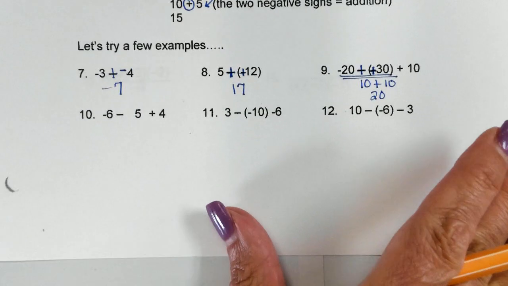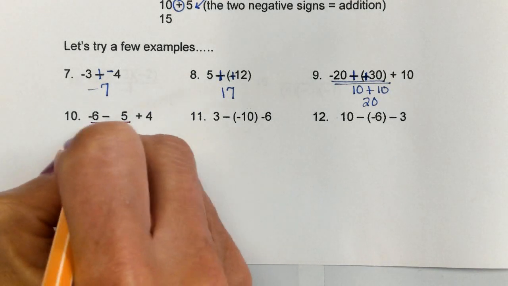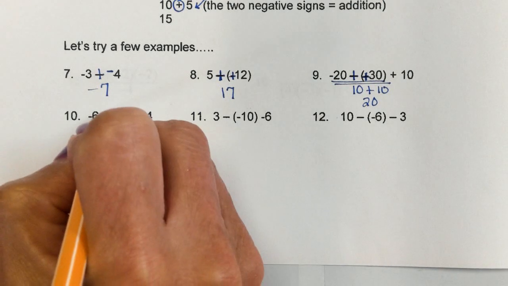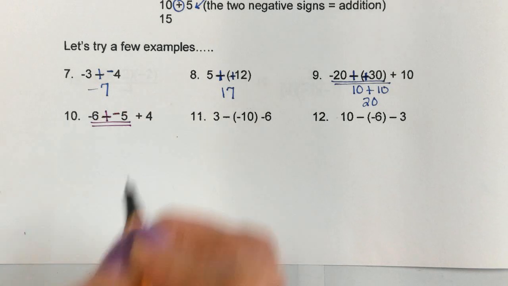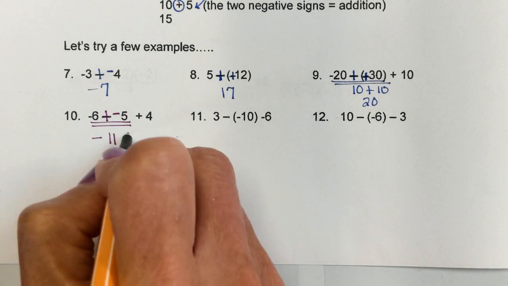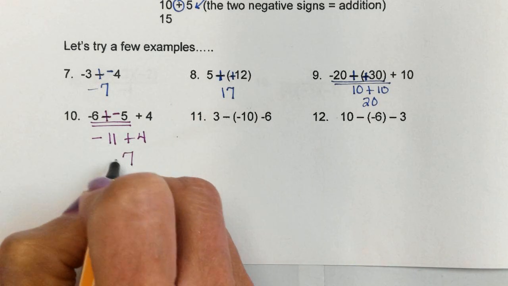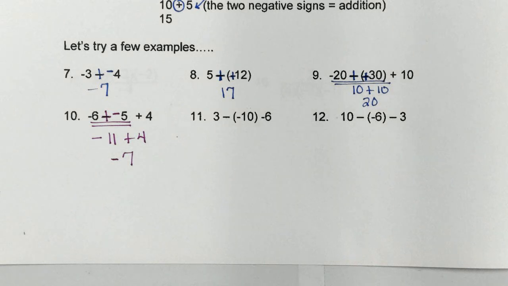All right, down here at the bottom. Negative 6 minus negative 5 plus 4. 2 at a time. We're going to change subtraction to addition. That 5 becomes a negative. They're the same sign. We're going to add and keep the sign. These are opposite signs. You subtract. I have more negatives than positives, so it's going to be a negative 7.